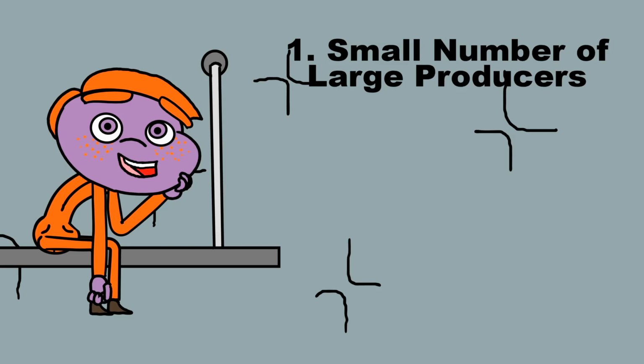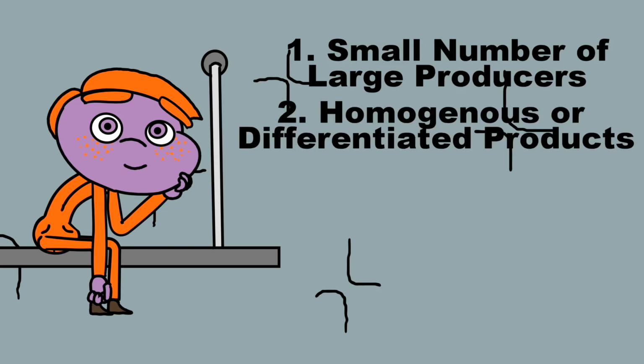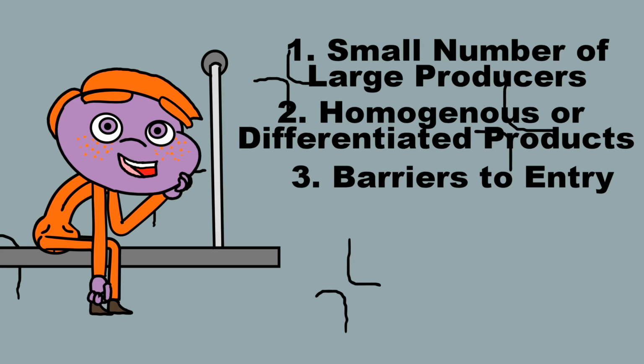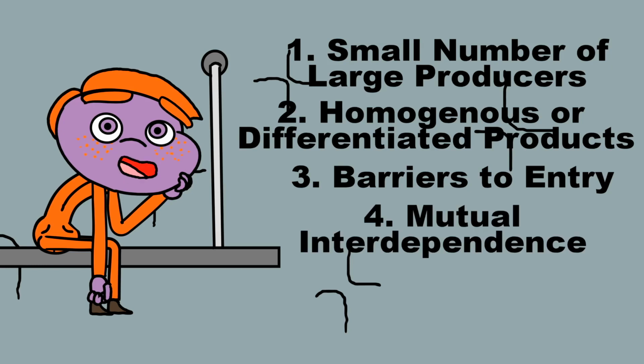Number two, homogeneous or differentiated products. In the form of something like an oil oligopoly, the product is fairly homogeneous. However, in the form of something such as a soft drink oligopoly, the product is very differentiated. It can be homogeneous or differentiated, but it could not be in the middle. Number three, barriers to entry. These are pretty similar to those in a monopoly. And number four, mutual interdependence. This means that firms all know their prices, profits, and strategies all depend on what the other firms are doing.